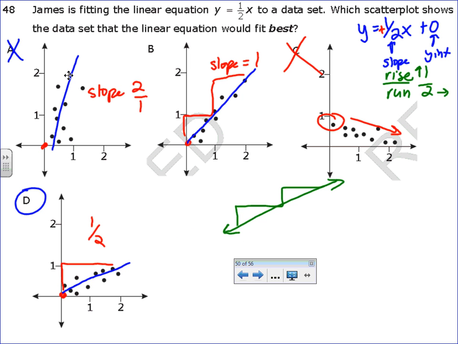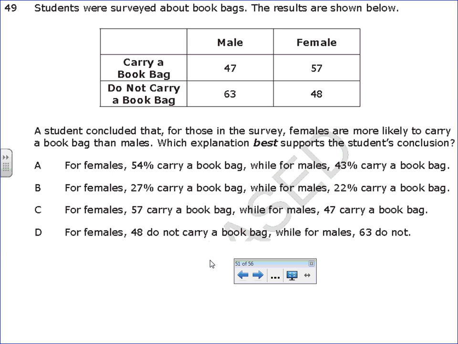One more note on this one. When you have a paper and pencil test for your EOG, you should be writing all of this right on the graph, okay? That's why you have that paper booklet, so you can draw your line of best fit. Please do that. For 49, it says students surveyed about book bags, the results are shown below.